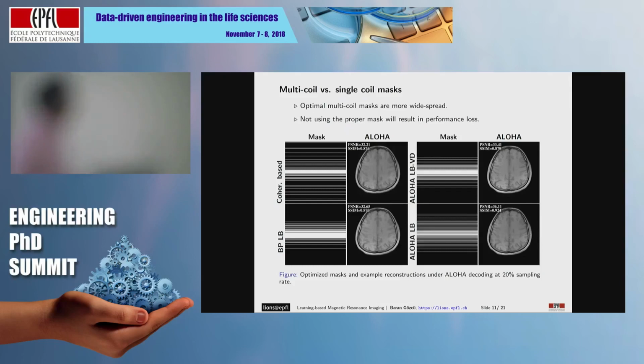Here we see that our masks that are optimized for the multi-coil setting are much more widespread and evenly distributed compared to optimal single coil masks. And in these 4 images, we use just one multi-coil reconstruction algorithm, Aloha. And we compare 4 masks. This is a single coil optimized mask. This is a model-based mask. This is another model-based mask. And this is our optimized mask for multi-coil reconstruction.